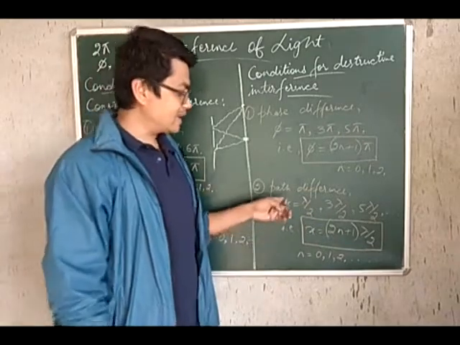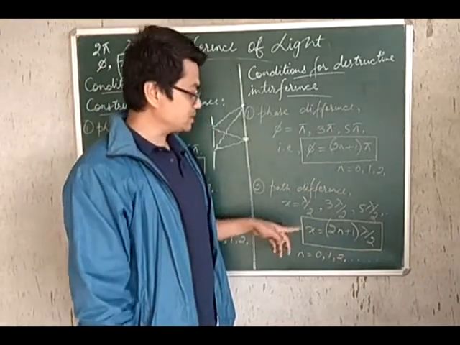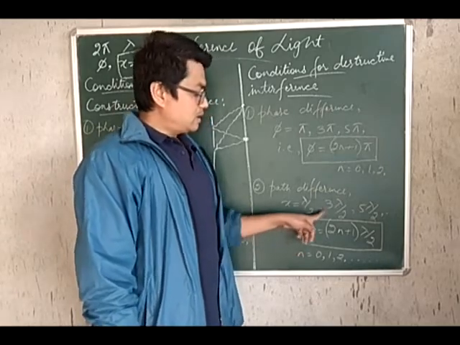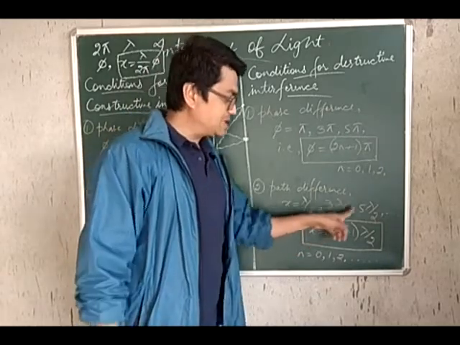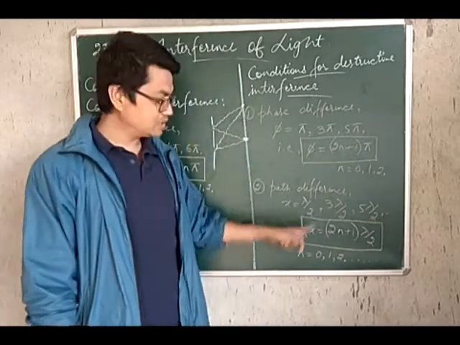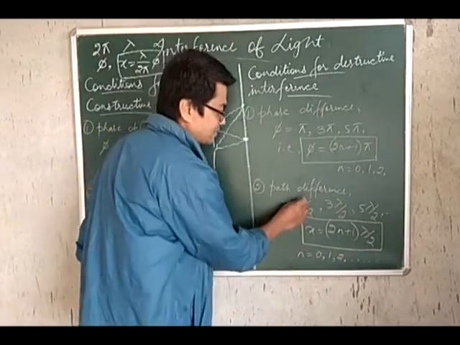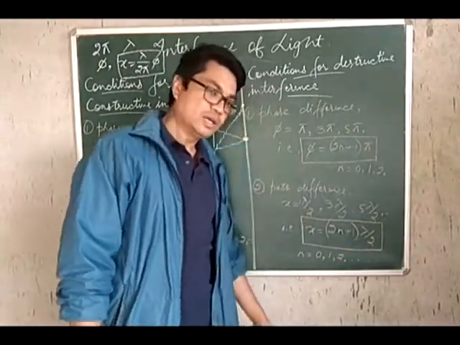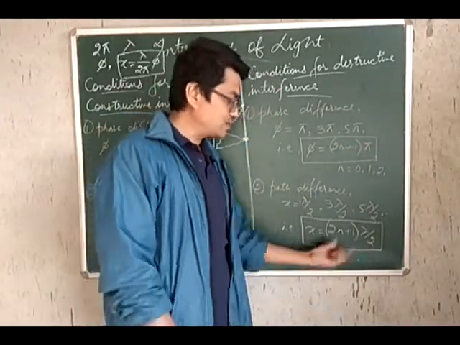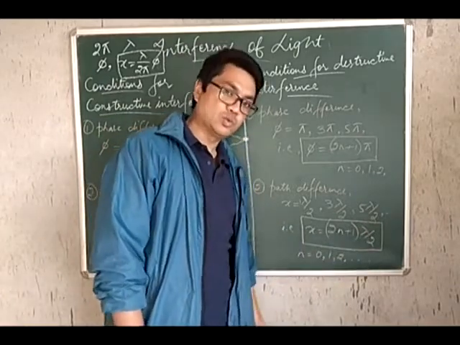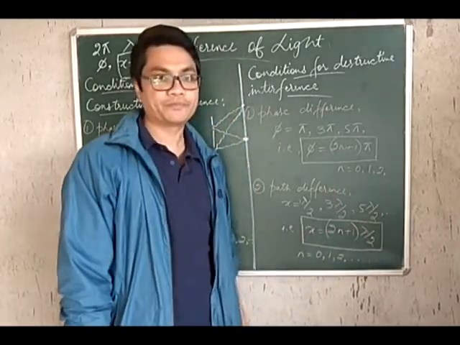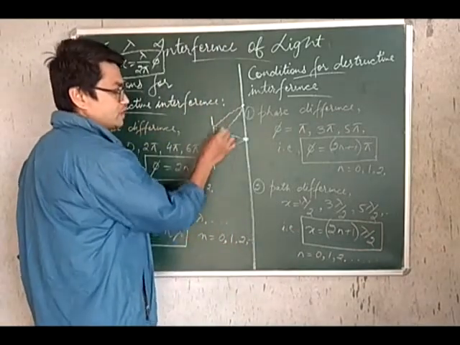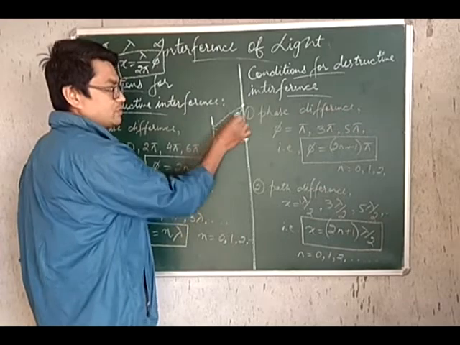And likewise, another way of saying that is speaking in terms of the path difference. The path difference has to be an odd number multiple of lambda by 2. This is 1 into lambda by 2, 3 into lambda by 2, 5 into lambda by 2, 7 into lambda by 2. Generally we are saying 2n plus 1 into lambda by 2, where n is 0, 1, 2, 3, 4.